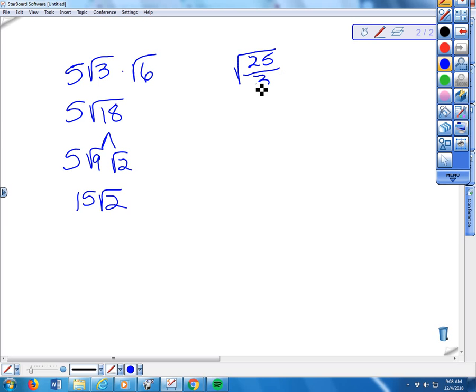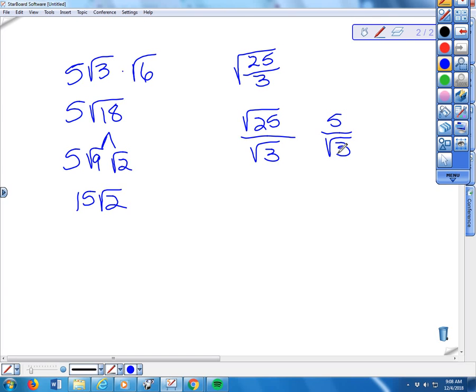It was the square root of 25 over 3. You can split this up if it doesn't go in evenly and write it this way. The square root of 25 is 5. But we learned this in section 4.3, I think, that you can't have radicals in the denominator. So you've got to bring it up.